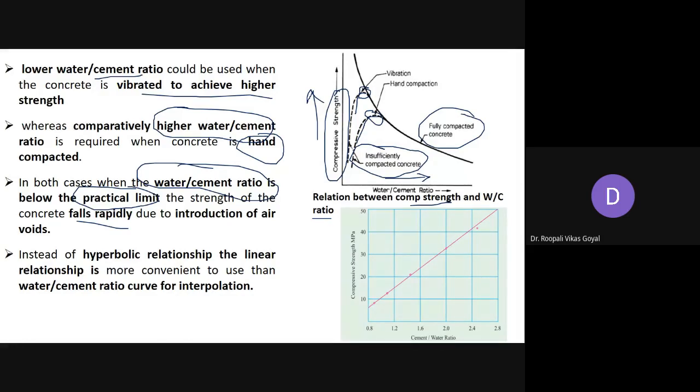So instead of that, if you can establish a certain linear relationship between the compressive strength and, here, the water cement ratio is not given, but the cement to water ratio. Water cement ratio increases, strength decreases, but here the cement to water ratio is given. On this x-axis it is cement to water ratio. So compressive strength is continuously increasing as we increase the cement to water ratio. This curve gives you a very clear idea about the effect of water cement ratio, or cement to water ratio, on the compressive strength.